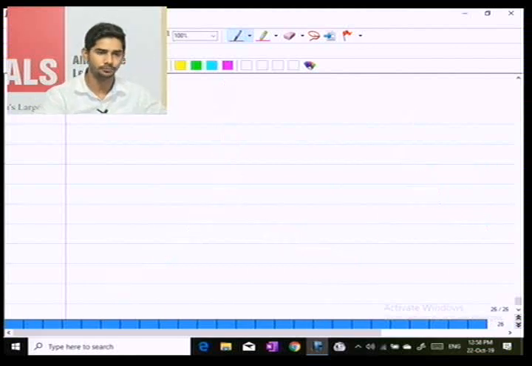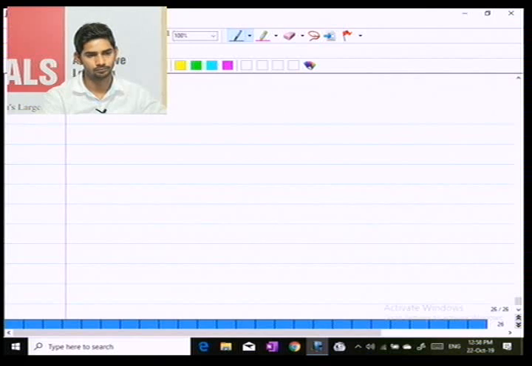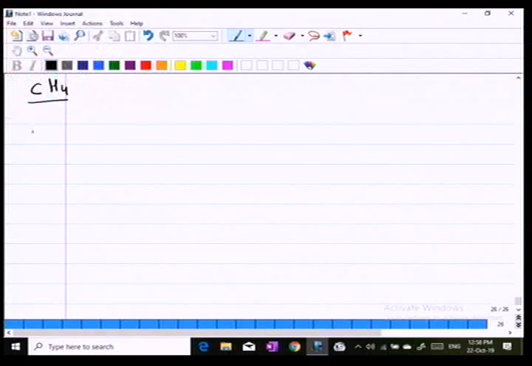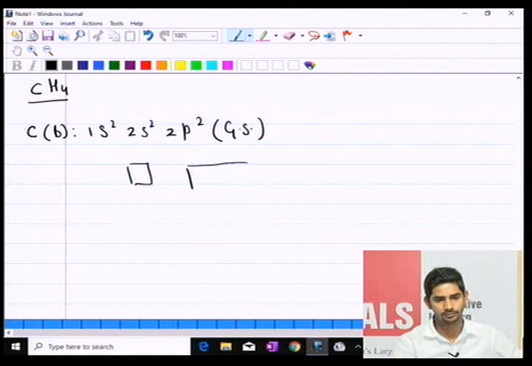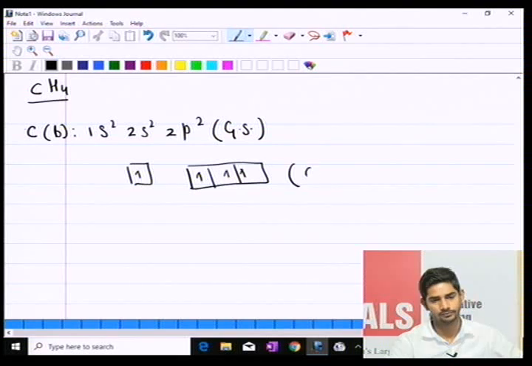Check out CH4. Let's talk about the carbon, atomic number 6. This time you can copy along with me, okay? Hybridization, configurations 1s2, 2s2, 2p2 is your ground state. When I'll write the excited state, I'll make all the paired electrons unpaired. This is your excited state, okay?